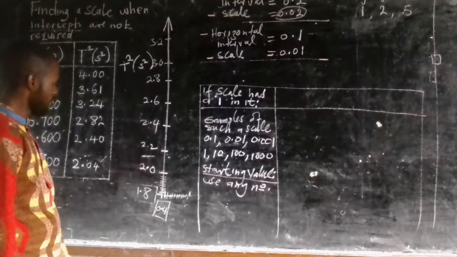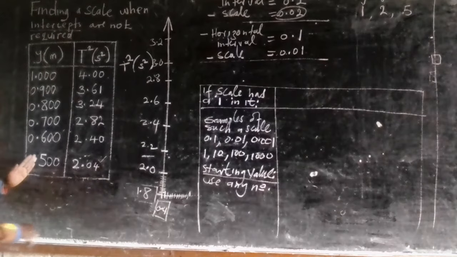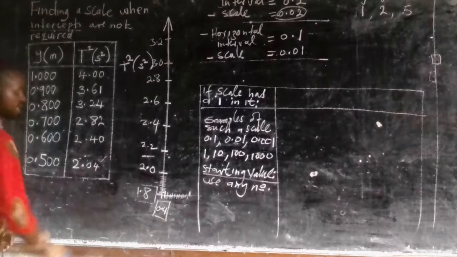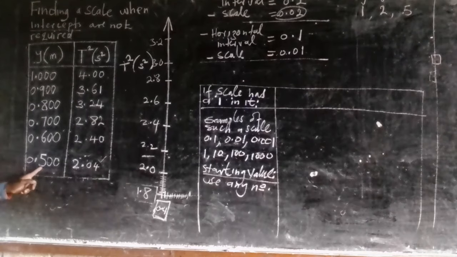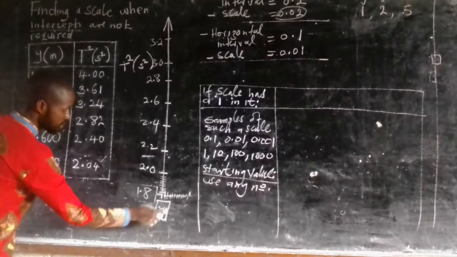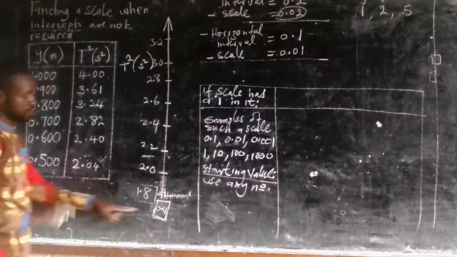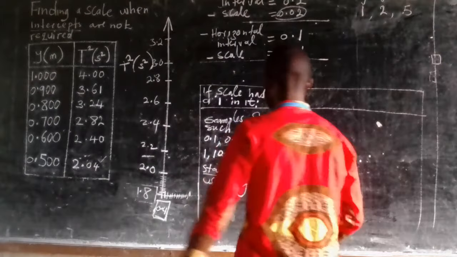Like for this axis, now let me consider this. Our scale had a 1 in it, and the axis was this horizontal one. So my starting value, since my scale had a 1 in it, I was supposed to choose any number as long as it is slightly smaller than the smallest value within this column. This value must be any number, but slightly smaller than this. That is what you do.